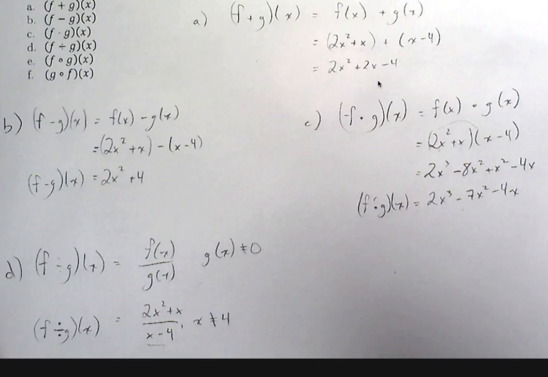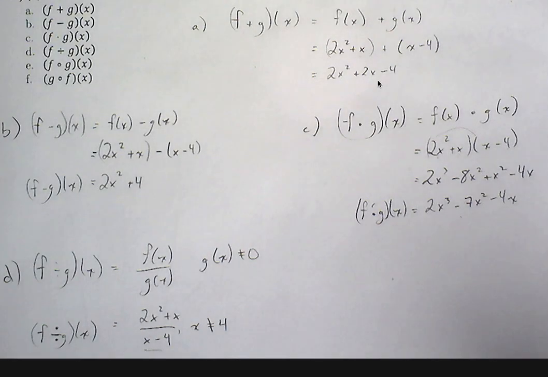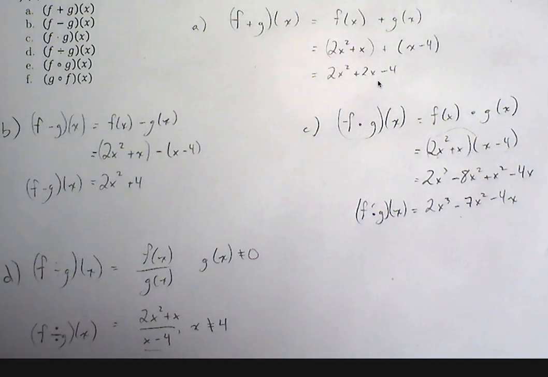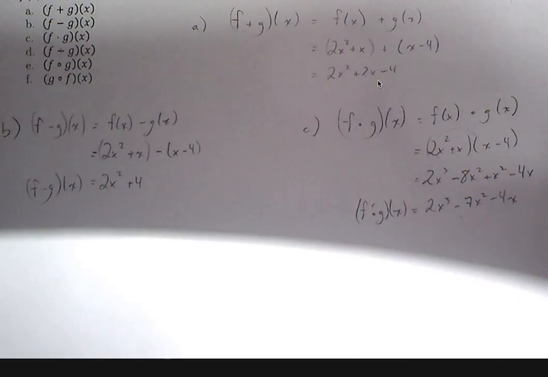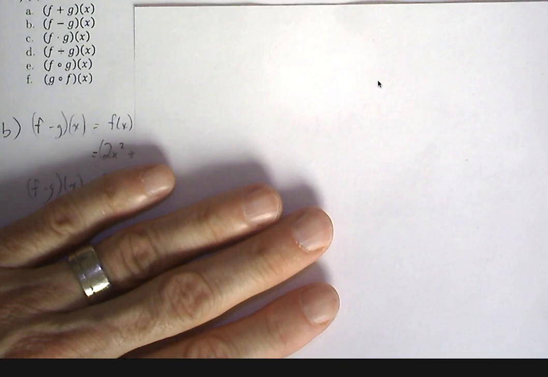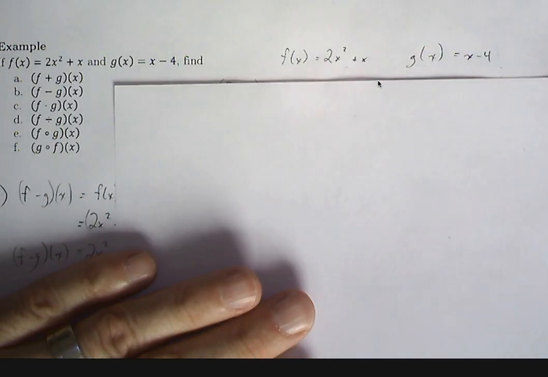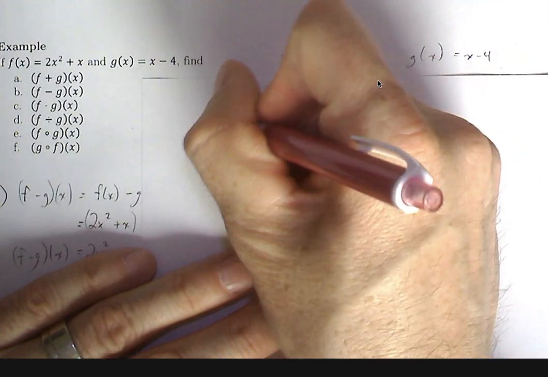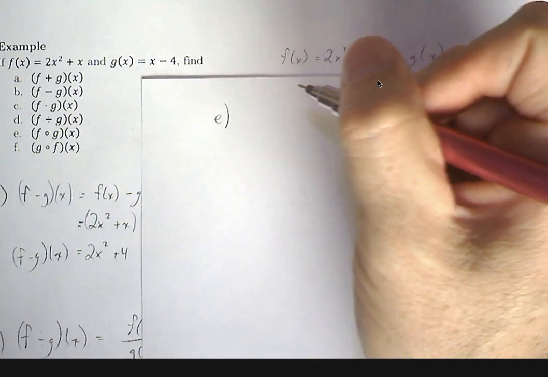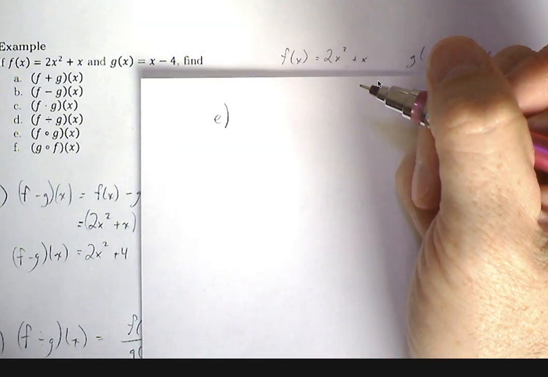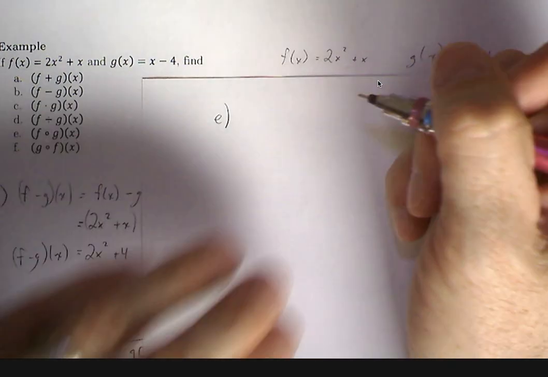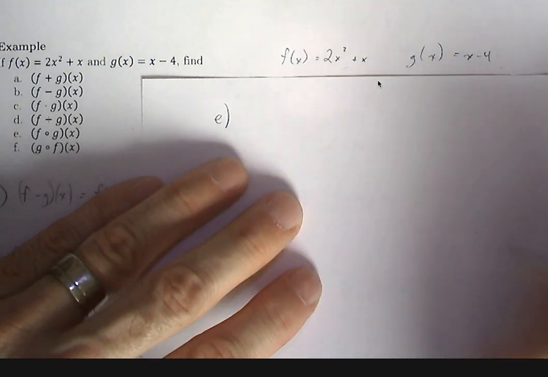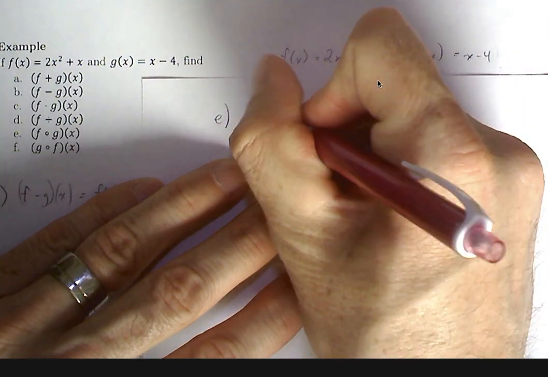Hope you're having fun with this. Now let's just take it up a level. So I'm going to do E on this piece of paper here, starting brand new. So E. And I'm going to call it quits after E. E is f composed of g of x.